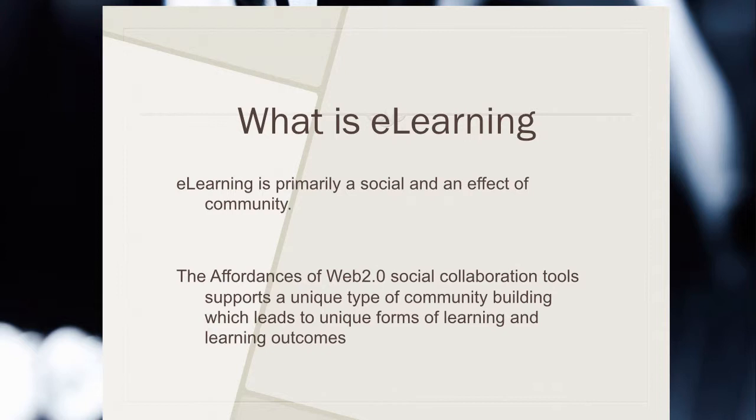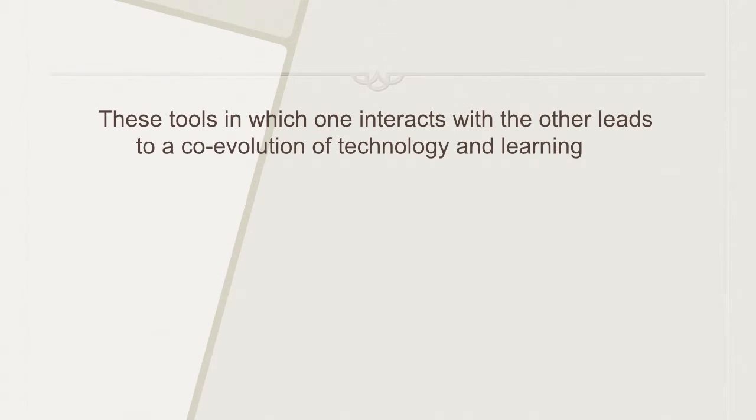Well, e-learning is primarily a social and an effective community. The affordances of Web 2 social collaborating tools supports a unique type of community building which leads to unique forms of learning and learning outcomes. These tools, in which one interacts with the other, leads to a co-evolution of technology and learning.